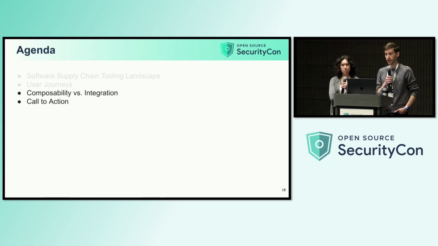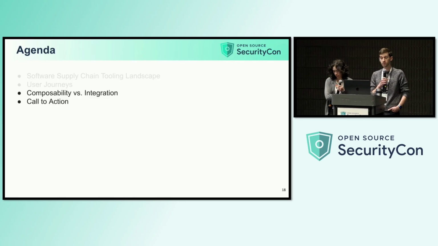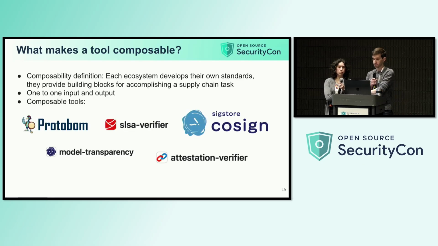So this leads right into the next part of our talk, which is how do you integrate multiple formats and tools in an ecosystem into one's SDLC? As we thought about how to evolve the tooling in our own respective ecosystems, where we're both working on Sigstore and in-toto, we realized we needed a way to talk about how our tools and our outputs should be integrated and composed. And so we want to present composability and integration as two related strategies for interoperability. So let's define both of those.